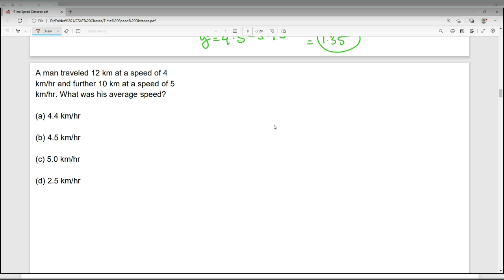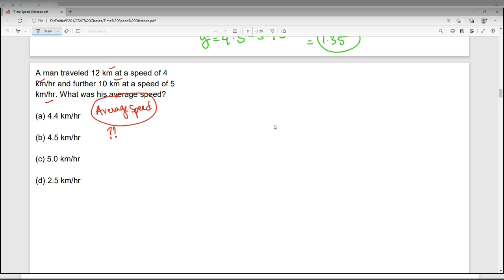The question says that a man traveled 12 kilometers at a speed of 4 kilometers per hour and further 10 kilometers at a speed of 5 kilometers per hour. What was his average speed? You need to calculate the average speed, so circle it, and in the question paper also do the same so that you don't forget what you need to find out. And just check whether the units are the same: kilometers per hour, 10 kilometers and 5 kilometers per hour, and even the options have the same units. So you don't have to worry about anything.